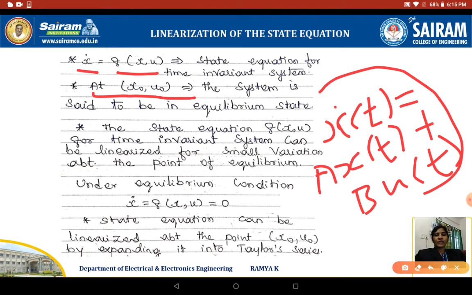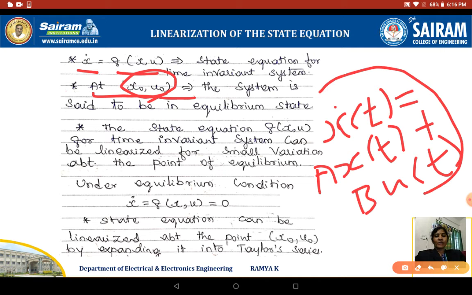So here the state equation f of x comma u for a time invariant system can be linearized for small variation about the point of equilibrium. Till x is equal to x naught and u is equal to u naught, your system will not be in equilibrium. Once the state variable and the input variable cross the value x equal to x naught and u equal to u naught at time t equal to t naught, your system starts to get stabilized, that is, it starts to get linearized. So this x naught comma u naught is the point of equilibrium.